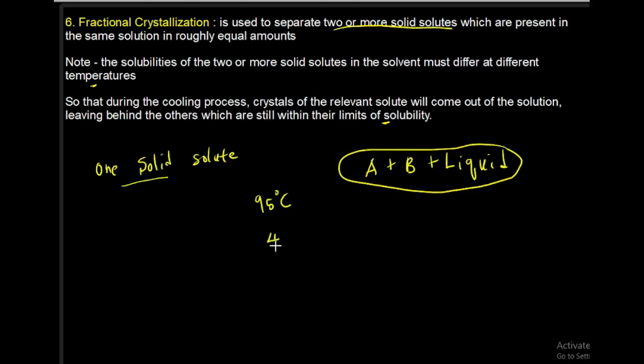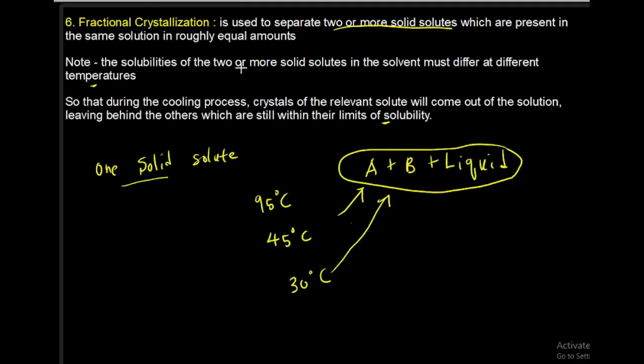As we cool it down to a temperature of maybe 45 degrees Celsius, crystals of substance A will form, and then we'll separate it from the mixture. We'll cool it down further to maybe 30 degrees Celsius. You see that crystals of substance B will form, and we will separate it from the mixture. All right, so that is what this point here means.